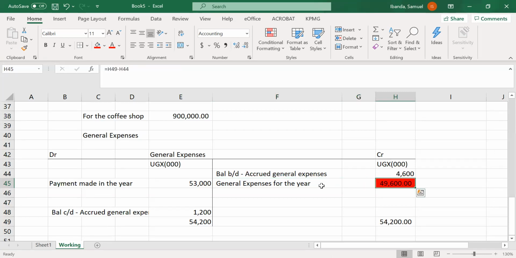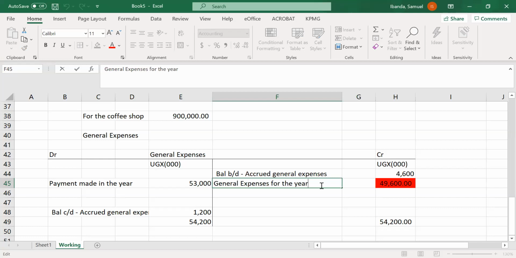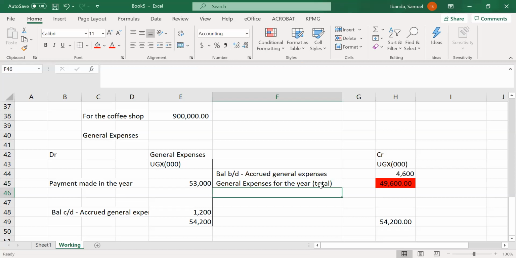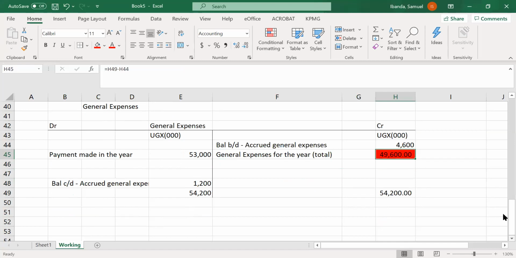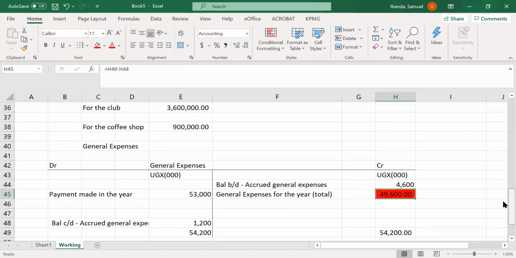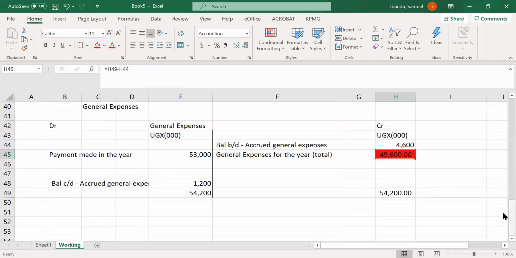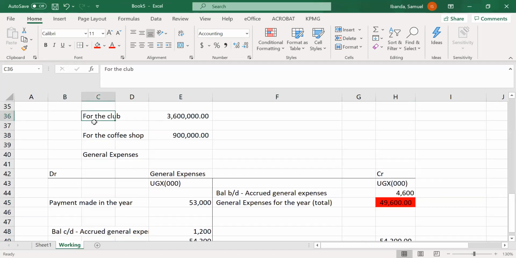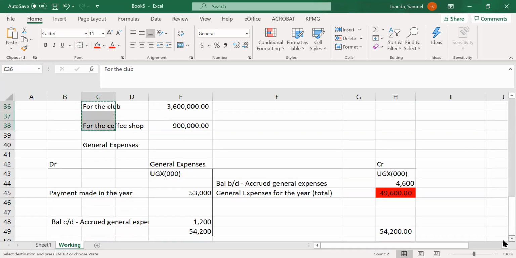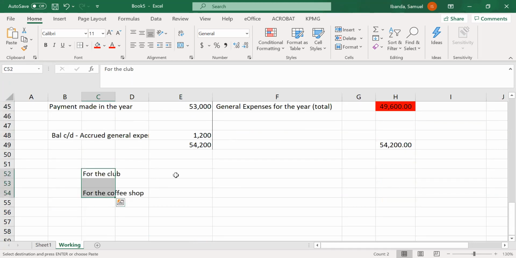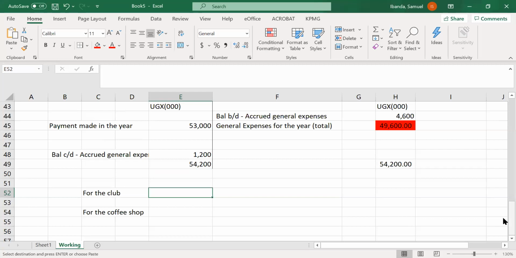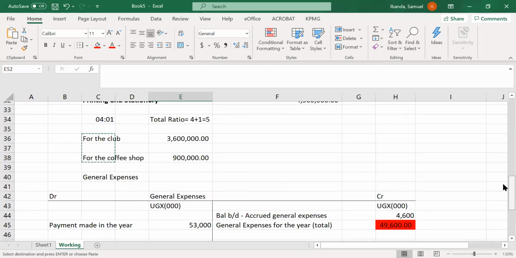So this 49,600 you've gotten is the total. These are the total general expenses. But remember, they have told you that these general expenses are distributed between the club and the coffee shop at the ratio of 4:1. So I'll come and distribute this 49,600 in the ratio of 4:1.